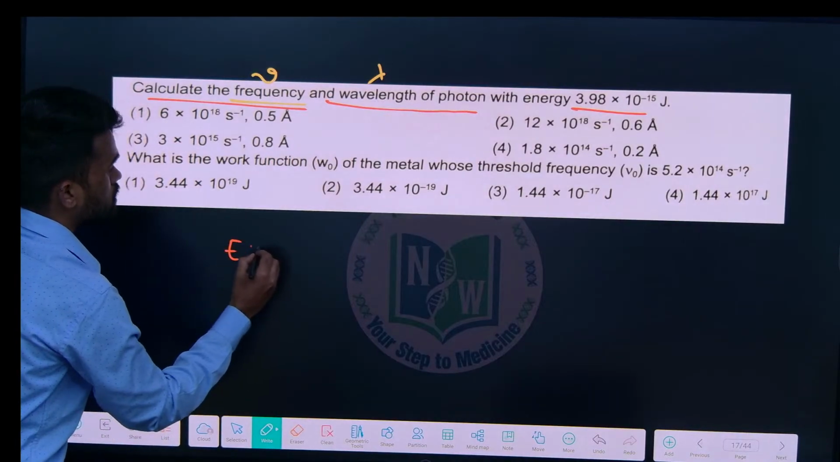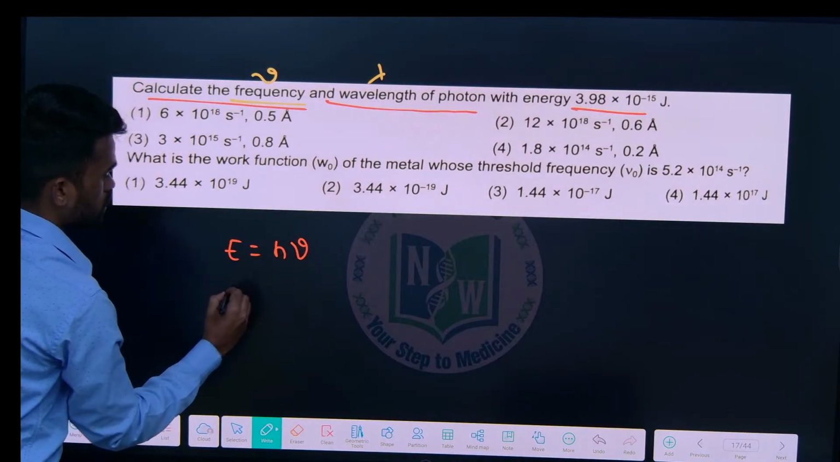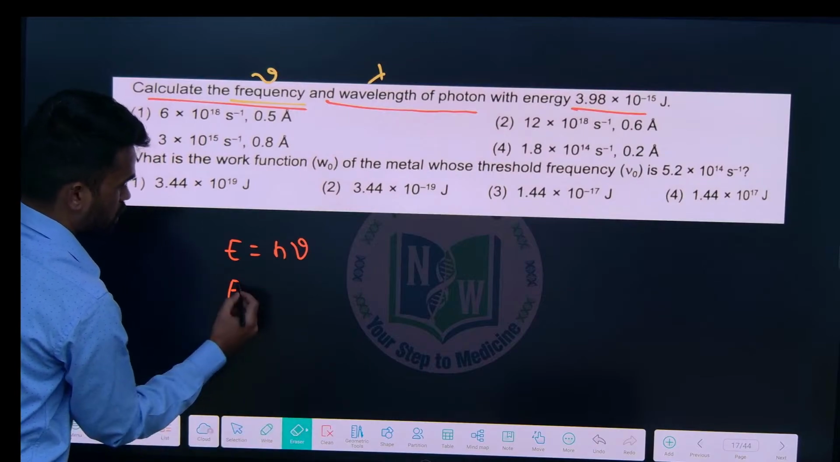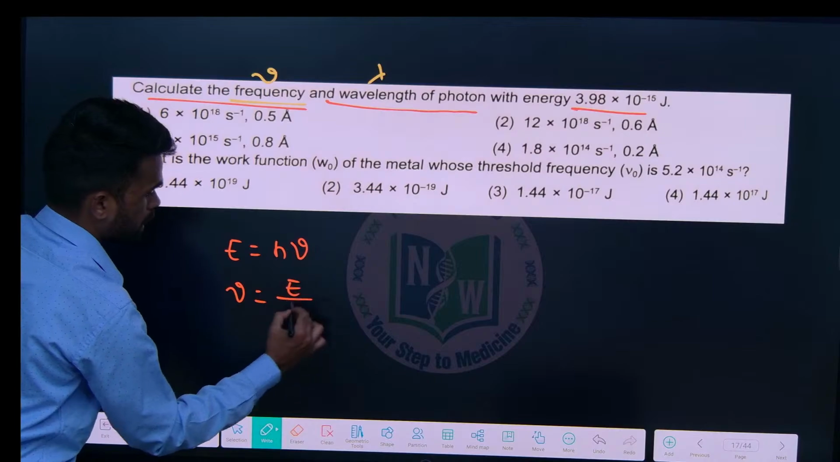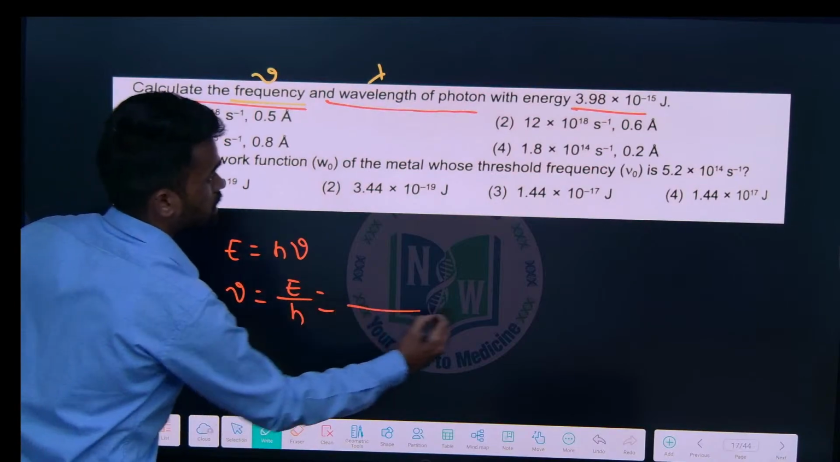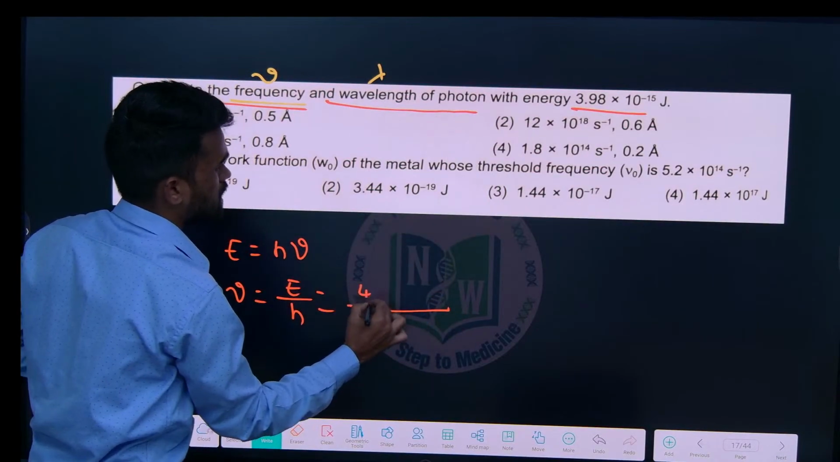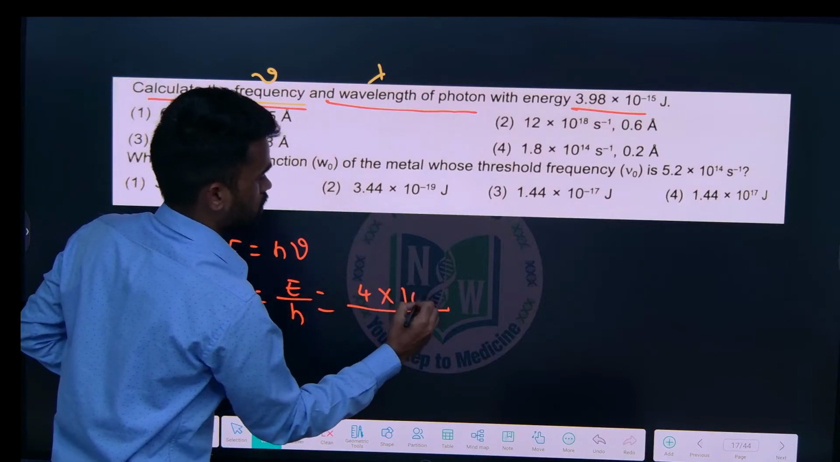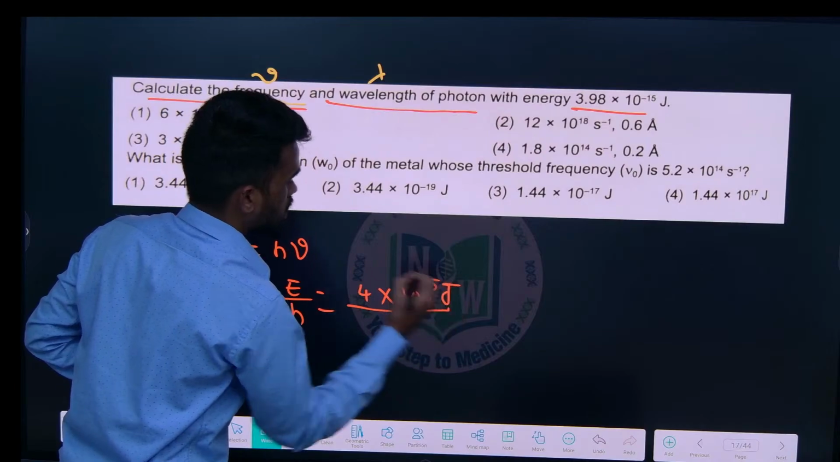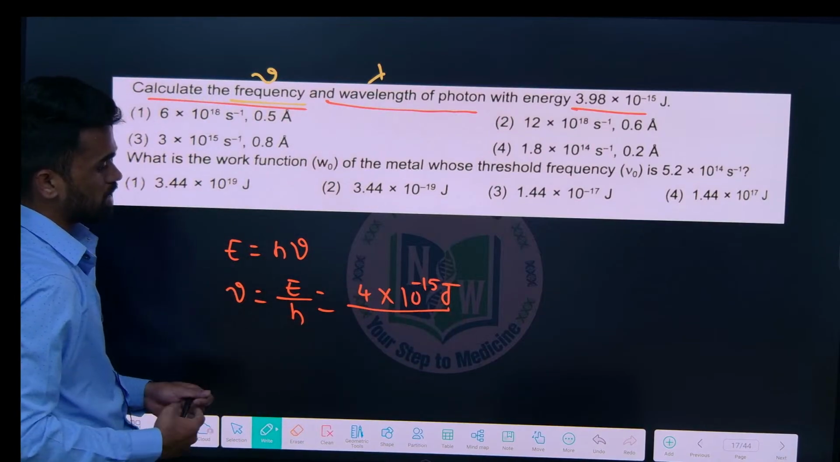So E = h nu. I want frequency, so simply I can write frequency nu = E by h. E is 3.98, let us take it as 4, because a large difference is there in the options, into 10 power minus 15 joules divided by h. So what is h here?